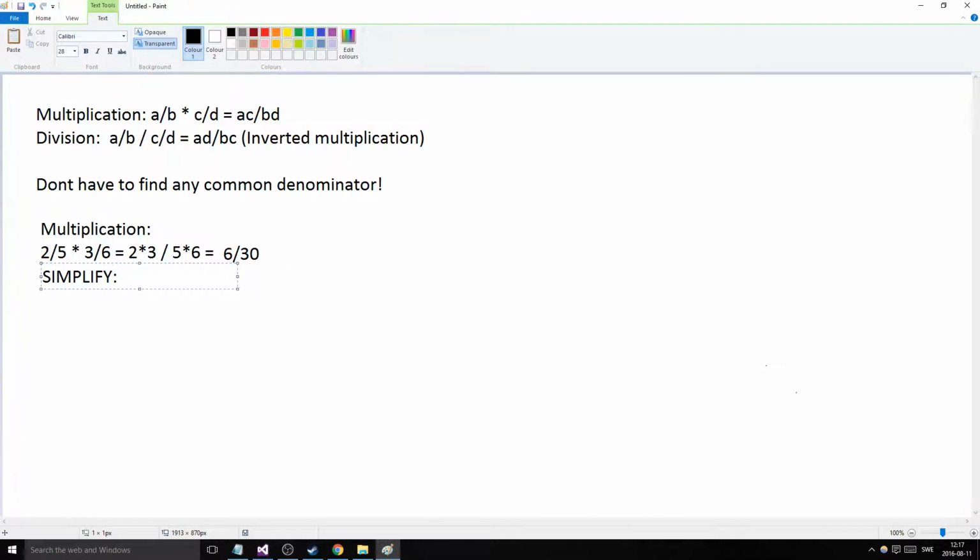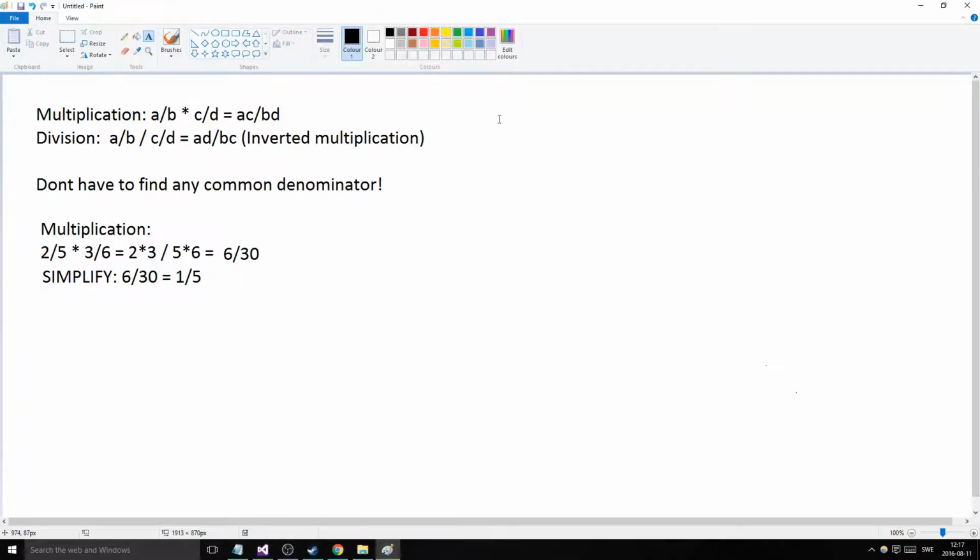simplify. So 6 through 30. What can we do? We can divide this by 6, so 1 through 5. Yep, that should be correct. So the answer is 1 through 5 after we simplify.